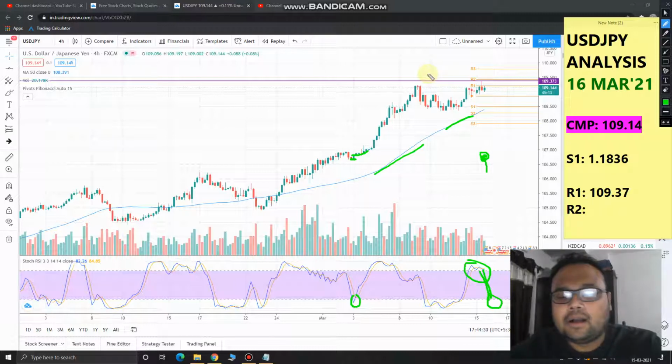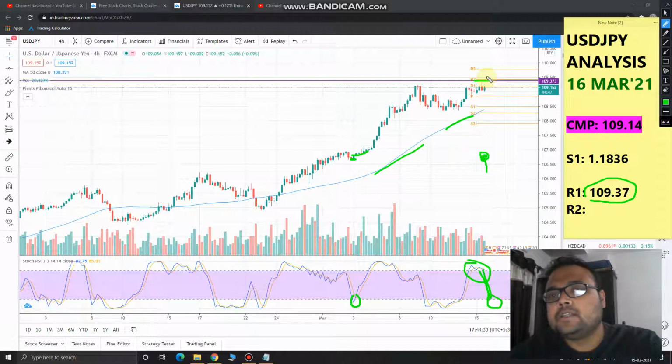And if you are a safe trader and you don't want to take any sort of risk, you are looking for the safest entry possible, then what you can do is wait for USD Japanese yen to cross this particular zone or this particular line. So here I've mentioned it's 109.37. When the market crosses this 109.37 level, then look at the position of the stochastic RSI. Let the market trade comfortably above this level for some time.